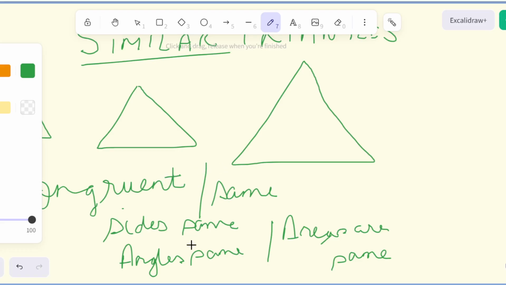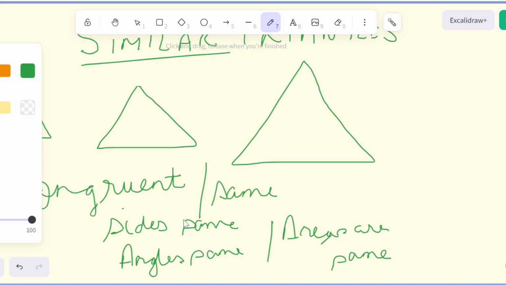Later on we will have a topic on congruency as well, but as of now it is similar triangles, as per the content you have shared with me. The next topic is similar triangles and the difference from congruent triangles. Congruent triangles are exactly the same triangles. Their sides are same, their angles are same, their areas are same. They superimpose each other.